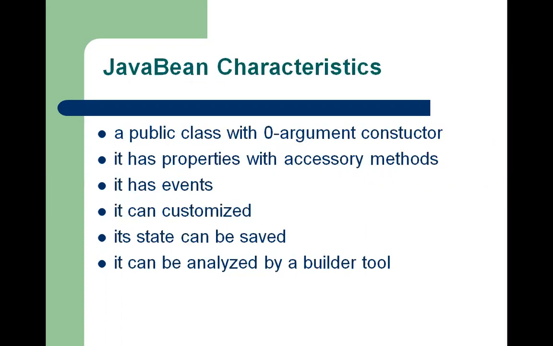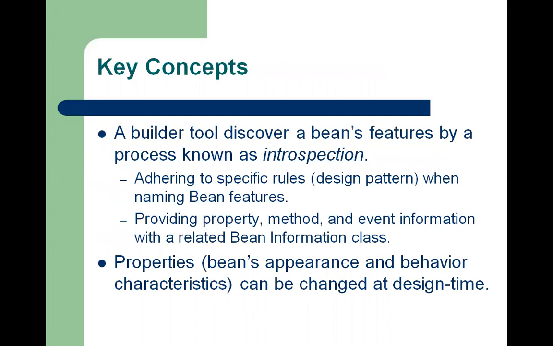What are the characteristics of a bean? A bean is a public class with a zero-argument constructor. It has properties with accessor methods. It has events. It can be customized. Its state can be saved. It can be analyzed by a builder tool. What is the key concept of the builder tool? A builder tool discovers a bean's features by a process known as introspection. This is a property of the bean as well. It adheres to specific design patterns when naming bean features, providing property methods and event information with a related bean information class.